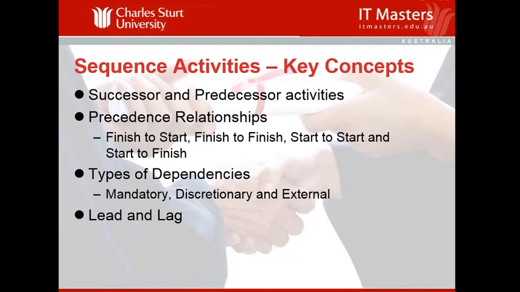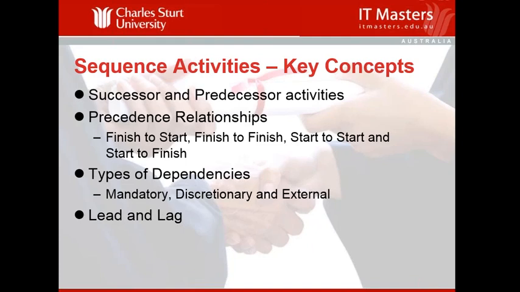Do we have to finish the previous one and also finish the second one at the same time, so both heading in the same direction at the same time? Maybe we can start an activity at the same time as we start the predecessor, or we may be able to start the successor before you can finish the predecessor. So we have different types of dependencies. There are mandatory dependencies, discretionary dependencies, and external dependencies.